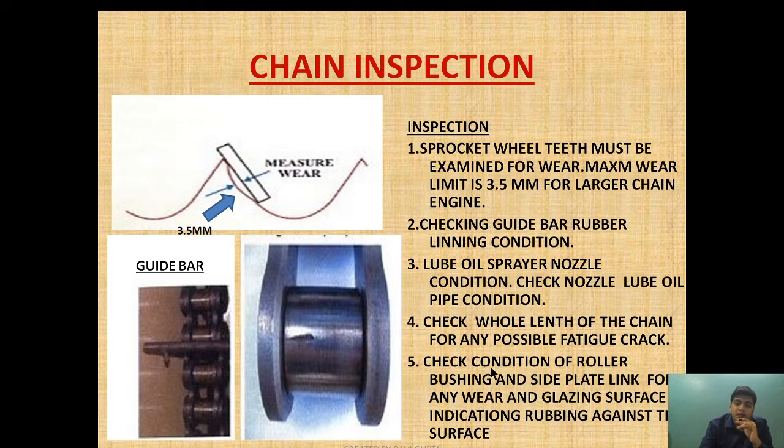Now, check the condition of the roller bushing and side plating for any wear and glazed surface indicating rubbing against the surface. Basically, as you can see here, a crack has occurred and erosion has occurred because of some rubbing, or a part of the roller link bushing is worn out here, as you can see. So this thing we need to check.